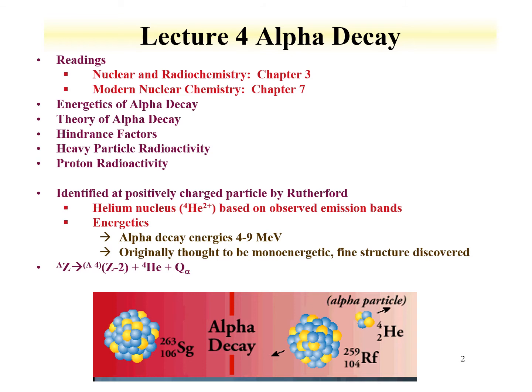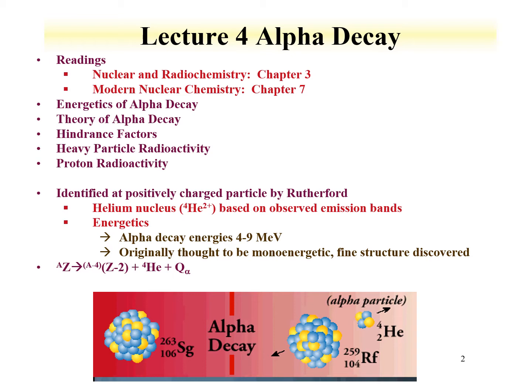As we presented in our very first lecture on the history of modern nuclear physics, Ernest Rutherford and his team identified a positively charged particle being emitted from the nucleus. The helium-4 nucleus was based on observed emission bands. From this point, it was clear that a particle of 2 protons, 2 neutrons was coming out of the nucleus. Now, the energetics of alpha decay, their energies range from 2 to 9 MeV.